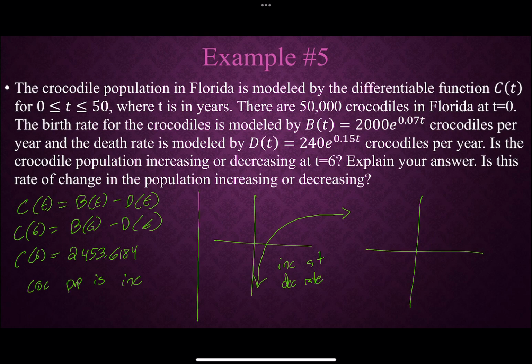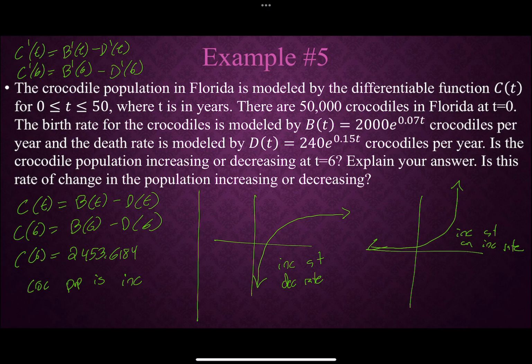Whereas a graph like this would be increasing at an increasing rate. So that's what the second part of this question is asking us. Is the rate of change in this population increasing or decreasing? Well, since we want to talk about what's changing, now we're referring to the derivative. So c prime of t would be b prime of t minus d prime of t. So we want to know what's happening at 6. So we're doing the derivative of b at 6 minus the derivative of d at 6.